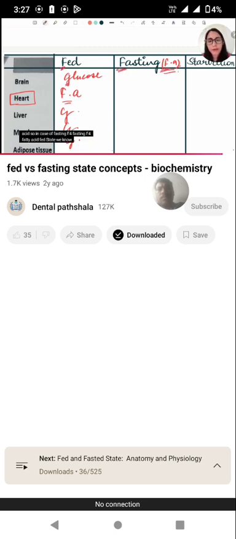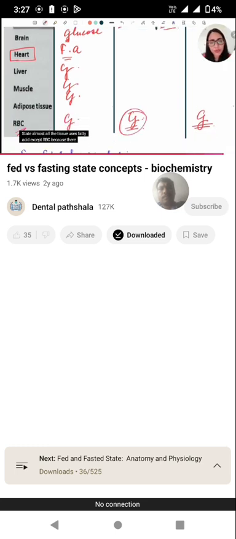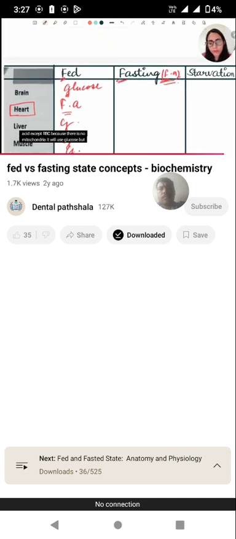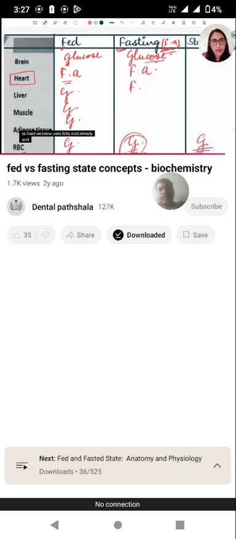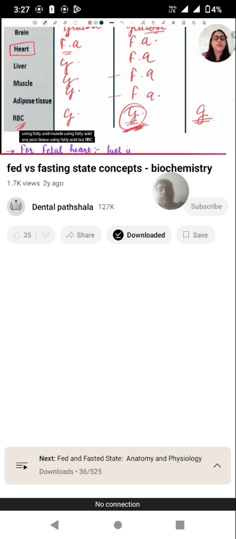In the fed state, we know we have a lot of glucose, so almost all the tissues except heart use glucose. In the fasting state, almost all the tissues use fatty acid except RBC, because there is no mitochondria, it will use glucose. But apart from the RBC, we also have brain that uses glucose in the fasting state. So heart we know uses fatty acid already, and in the fasting state all the tissues use fatty acid, such as liver, muscle, adipose tissue, but RBC uses glucose in every state.